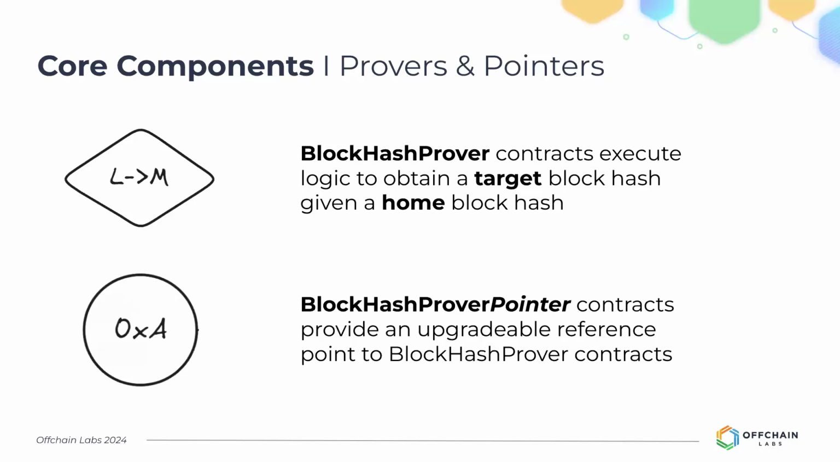We also have these pointer contracts, which basically reference the most up-to-date version of the block hash prover for a given chain. That's what allows this system to handle the fact that rollups can upgrade their contracts, move storage slots around, and so on. Each chain, taking Arbitrum 1 as an example, will have two of these provers and pointers. There will be one whose home is L1 and target is Arbitrum 1, and one whose home is Arbitrum 1 and target is L1. So you've linked Arbitrum 1 to Ethereum in both directions.